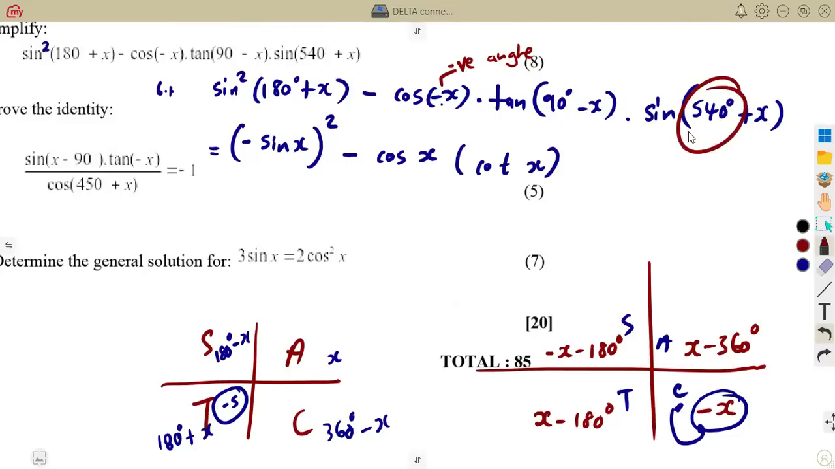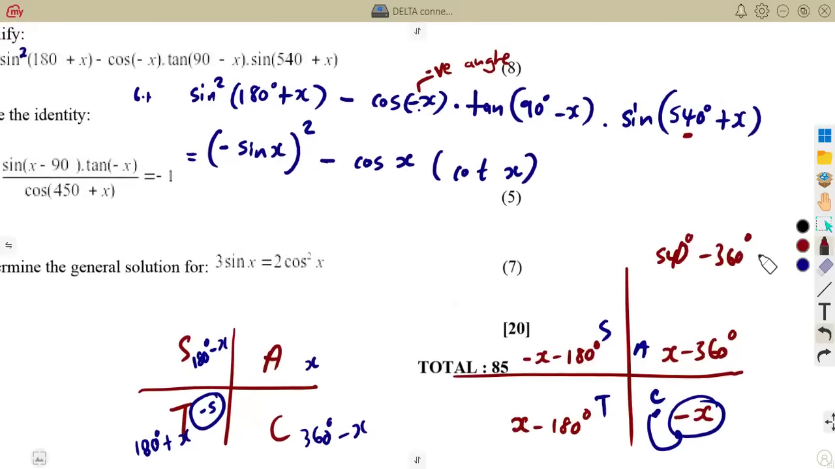Sine 540 degrees. It's more than 360, so subtract 540 minus 360 degrees. It's going to give us 180. No wait, 540 minus 360 is going to give us 180 degrees. So you have to subtract properly each and every part. Where am I getting this? This is 540, so it's going to give us 180.